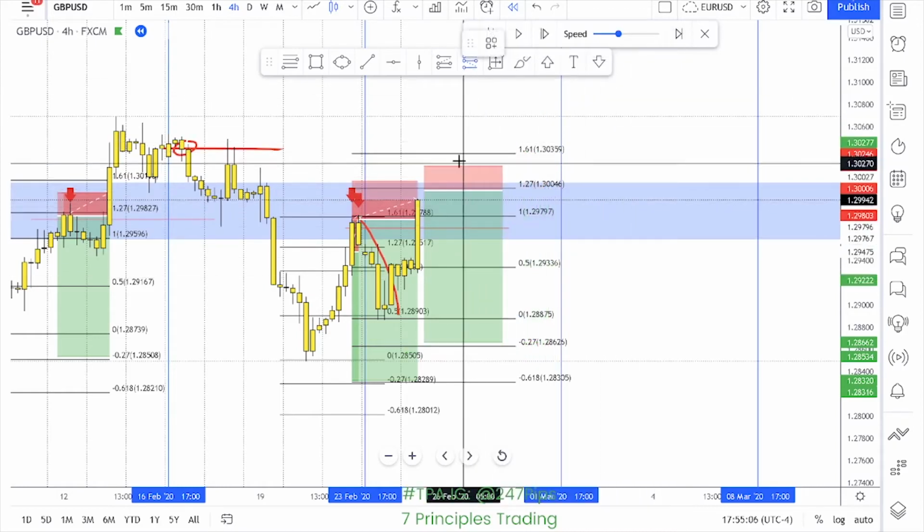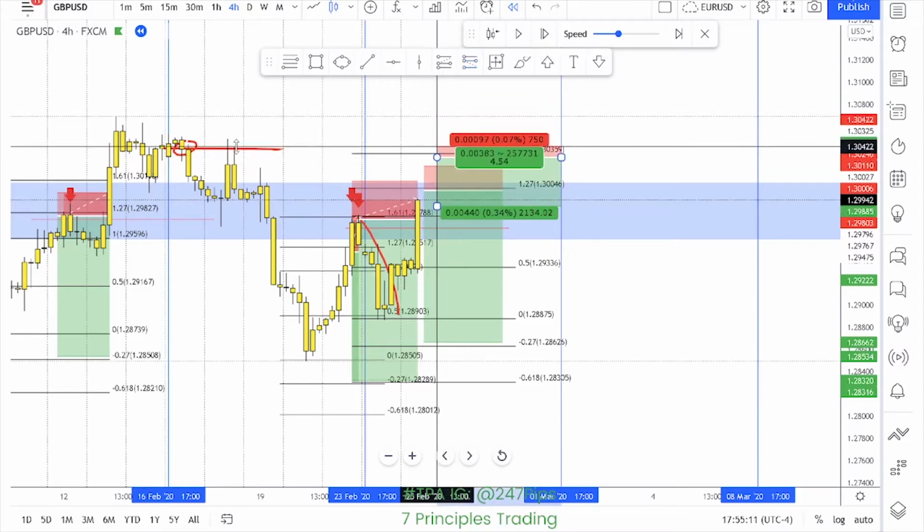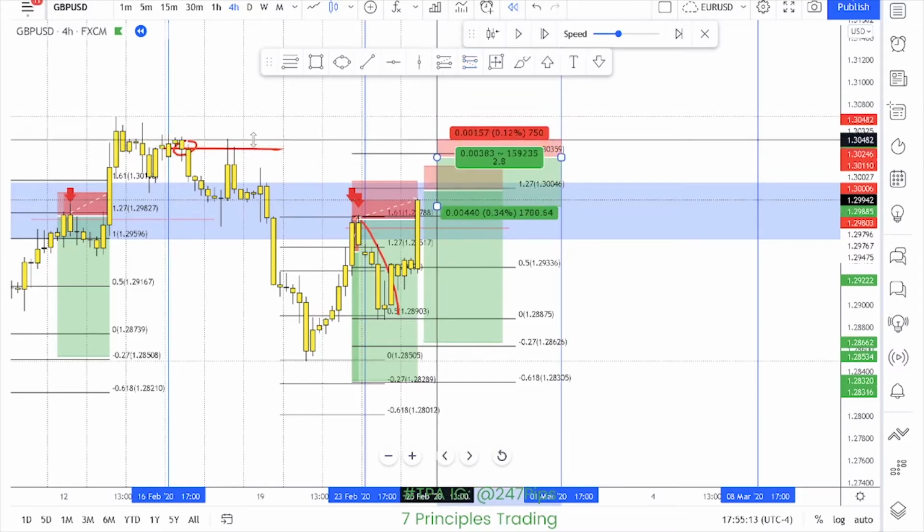Let's set up the 161, which is gonna be just above. Stop loss is gonna be just right here. I'll make that at this high.